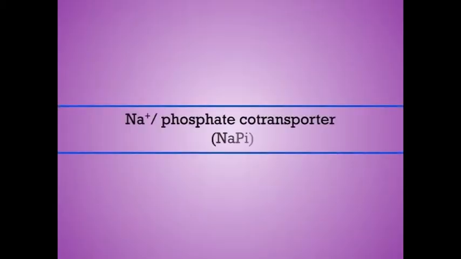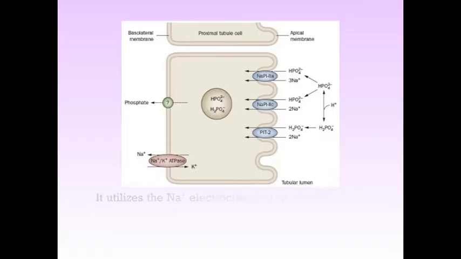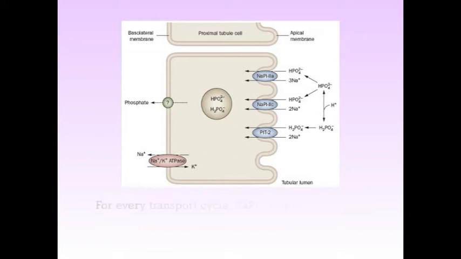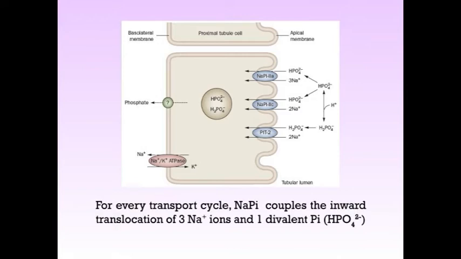The sodium phosphate cotransporter, also known as NaPi, is found in the apical membrane of epithelial cells of small intestine and renal proximal tubules. It utilizes the sodium electrochemical gradient to drive the uphill transport of inorganic phosphate into the cell. So for every transport cycle, NaPi couples the inward translocation of 3 sodium ions and 1 divalent phosphate.